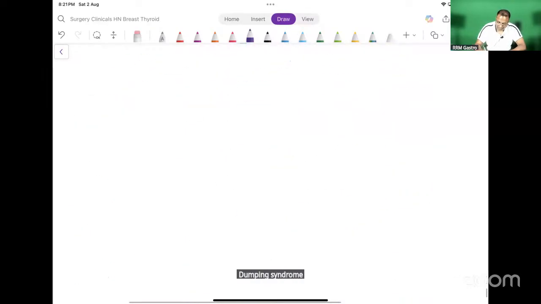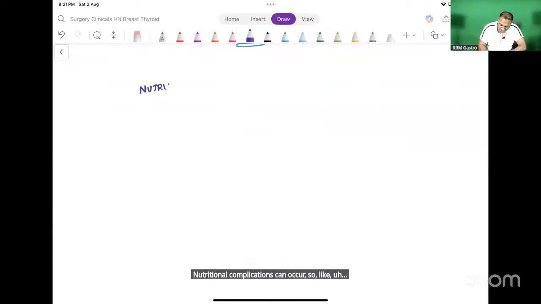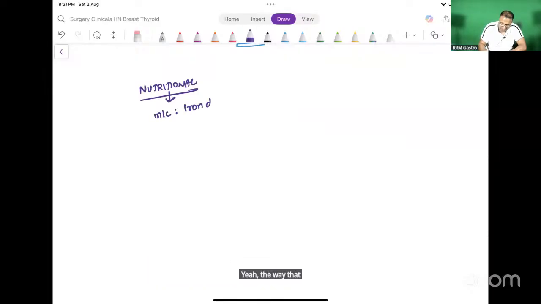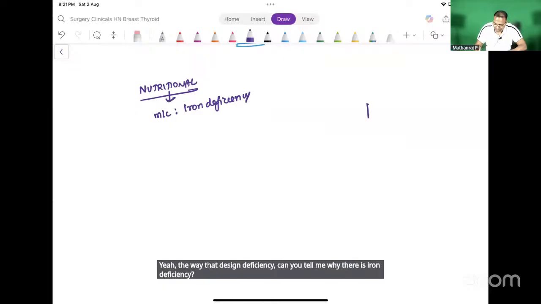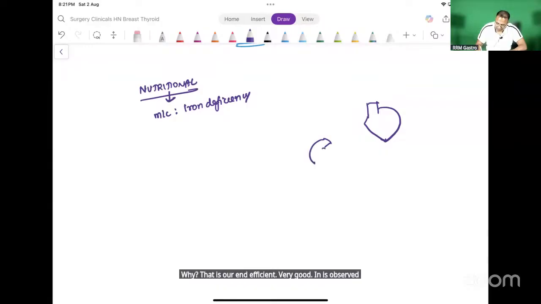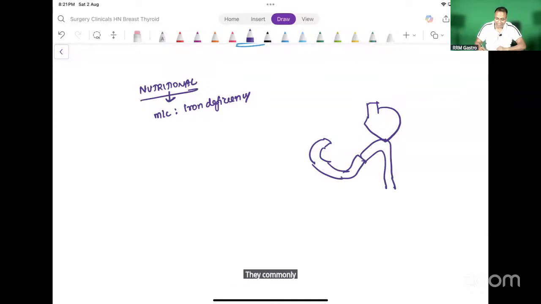What is the next one? Nutritional complications can occur. Yes, very important. The most common complication is nutritional. Why is there iron deficiency? Iron is absorbed in the duodenum, second and third parts. Since the food goes directly to the jejunum, they commonly develop iron deficiency anemia, number 1.